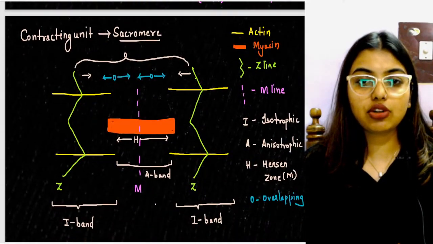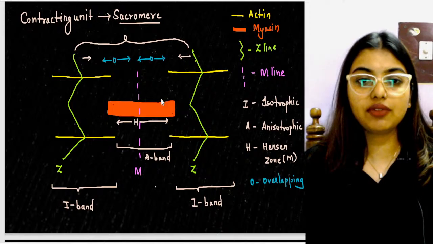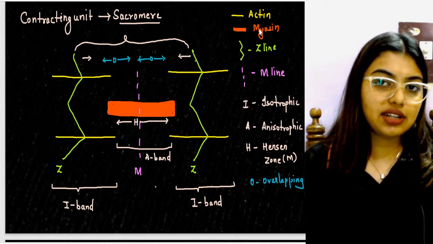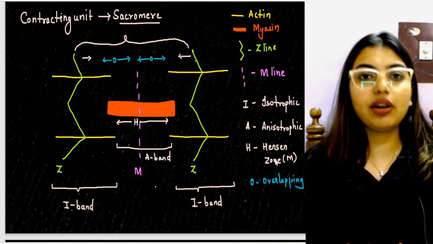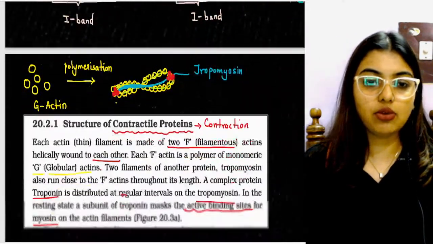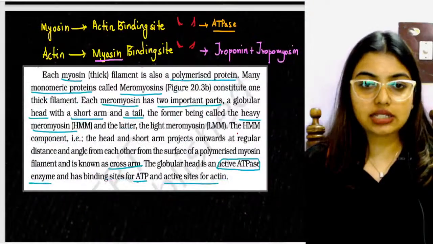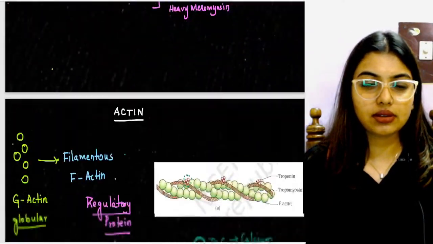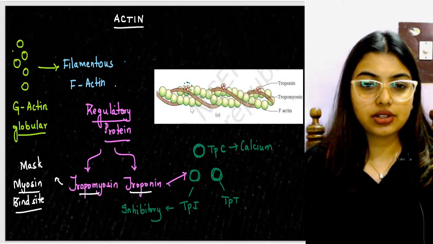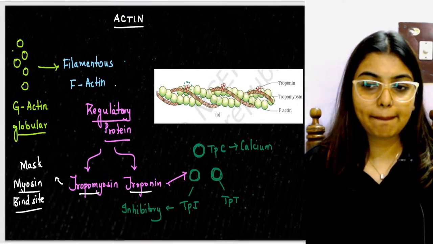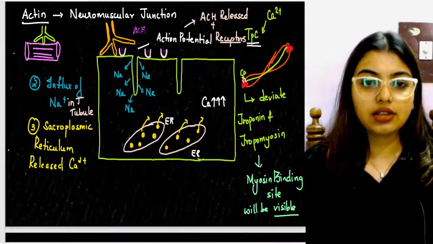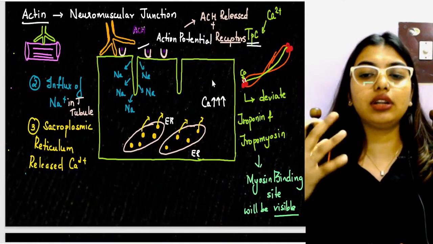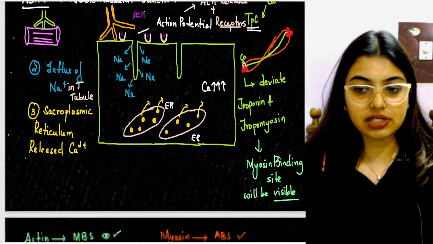Then I've written about the contracting unit, that is called your sarcomere. From one Z line to another Z line, it's called a sarcomere. I've written the different labelings here as well. You have understood the labelings, I hope. Then I have told you about each of the actin and myosin. Here you have myosin. Here you have actin. Here you have how the troponin is going to get deviated, leading to the myosin binding site to be visible.